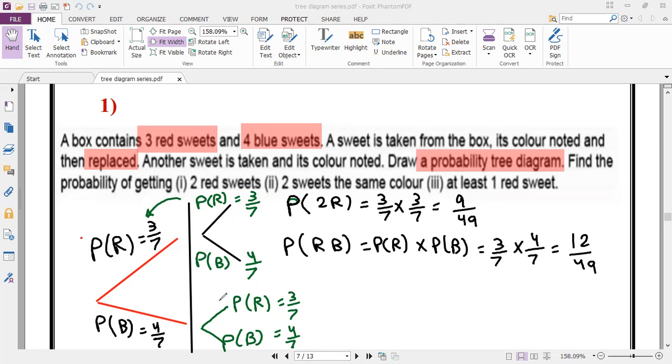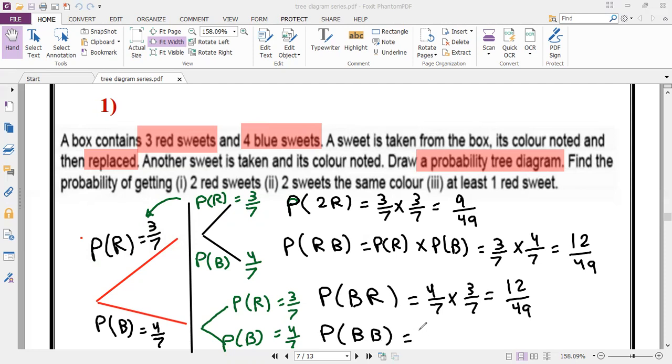And this one here, the probability of getting blue then red equals what? 4/7 times 3/7 equals what? 12/49. And the probability of getting two blue sweets, BB, equals what? 4/7 times 4/7 equals what? 16/49. So what is the probability of getting two red sweets? It will be what? 9/49.